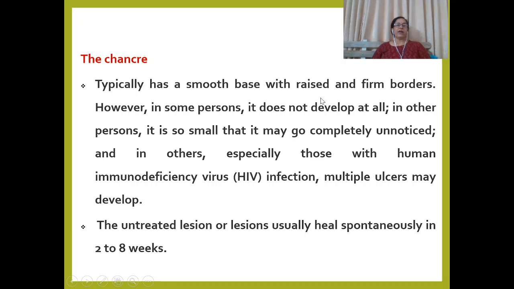firm border, but in some persons it does not develop at all. That is, this primary stage may be absent and directly one can see some other symptoms in the patient. In other persons, it is so small that it may go completely unnoticed. And in others, especially those with HIV infection, multiple ulcers may develop. This is because of the poor immune status of the person. The untreated lesion, that is the chancre, usually heals spontaneously in 2 to 8 weeks.